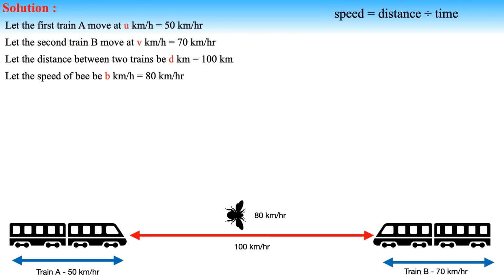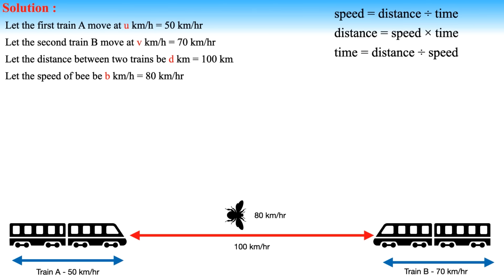The formula speed equals distance divided by time can be rearranged just like any other equation. The formula can be rearranged in three ways. To calculate speed, speed equals distance divided by time. To find distance, distance equals speed multiplied by time. To calculate time, time equals distance divided by speed. To calculate one of the variables, speed, distance or time, we need the other two.